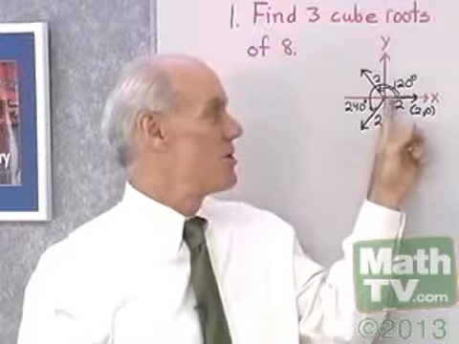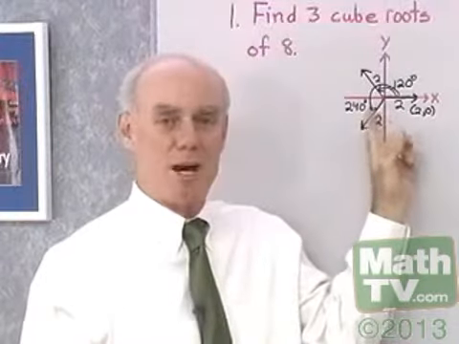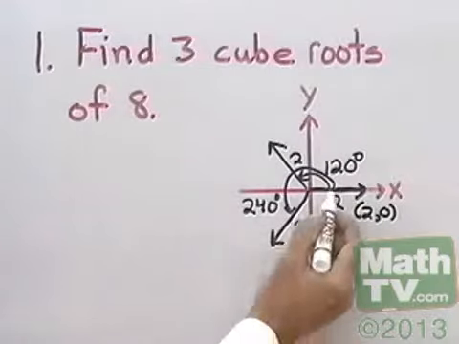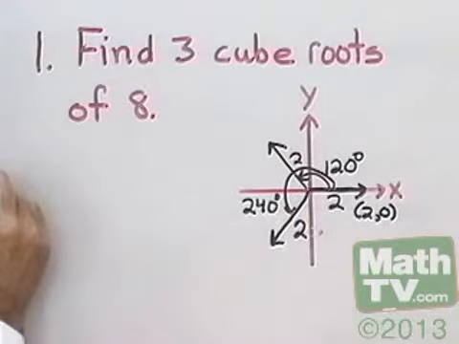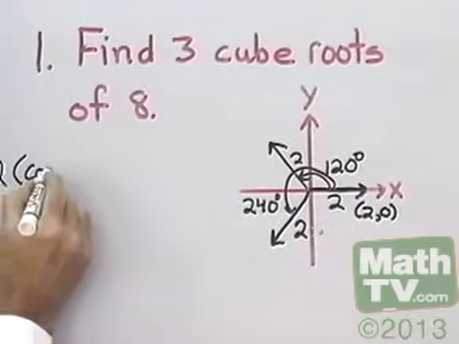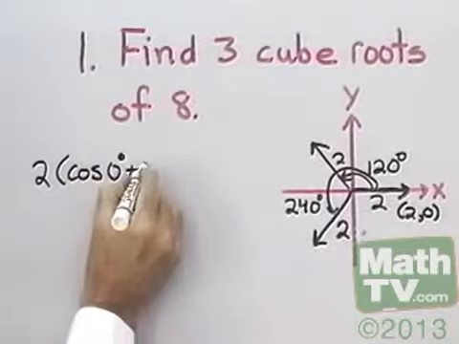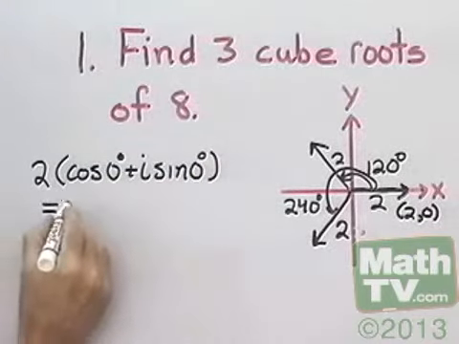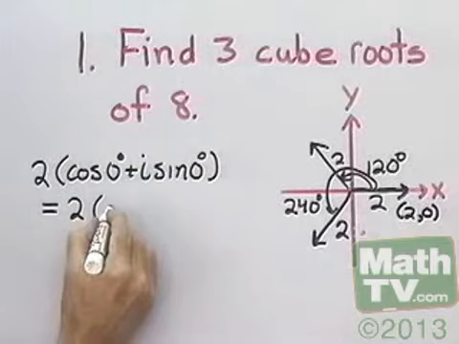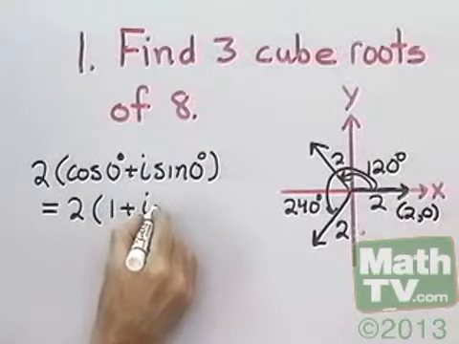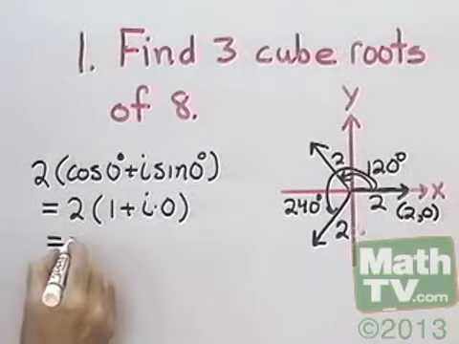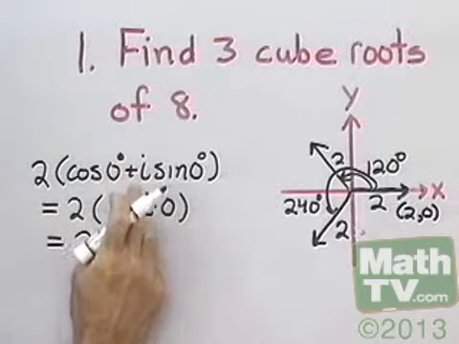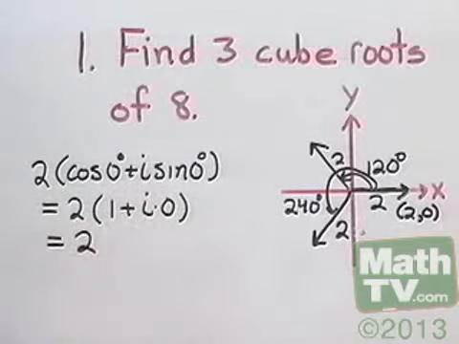So now what I want to do is, using this picture right here, write them out in trigonometric form and then convert from that to standard form. So let's just look at my first one here. It's 2, which is 2 cosine 0 plus i sine 0. Well, that turns out to be 2 times cosine 0 is 1, sine 0 is 0, so I just end up with 2. I already knew that, but I wanted to go through the process of writing it in trigonometric form, changing it to standard form.